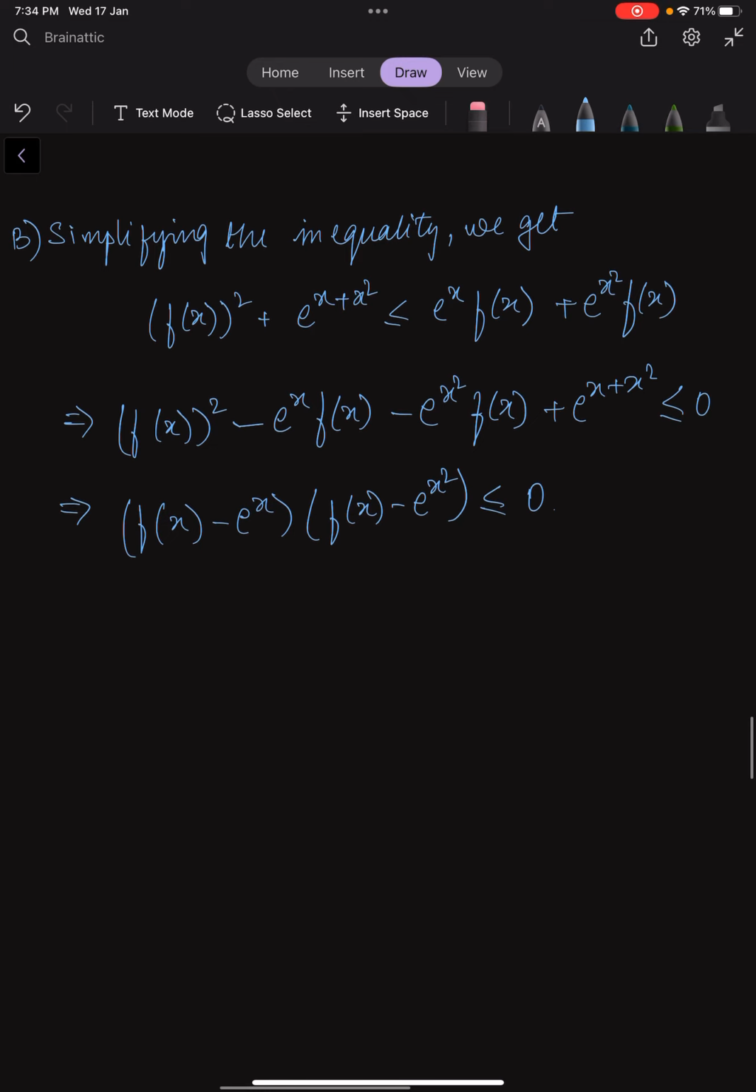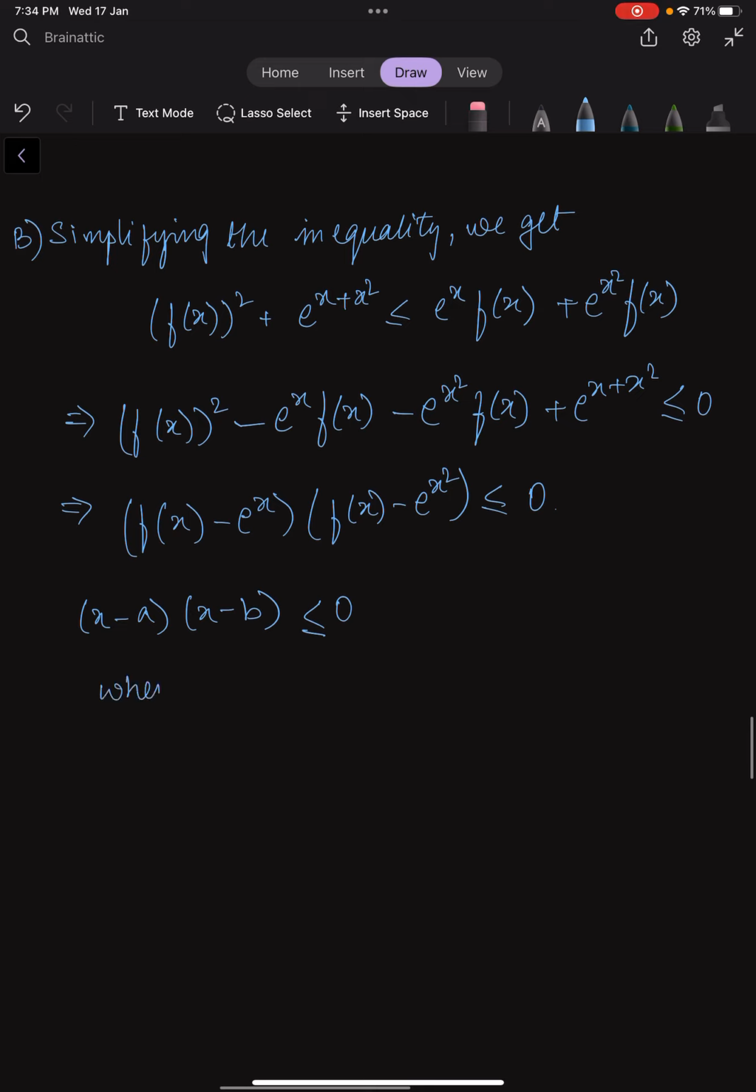Now, if you're not familiar with this formula already, if (x minus a) into (x minus b) is less than or equal to 0, this implies that when a is greater than b, x will lie from b to a, and when b is greater than a, this will imply that x will belong to the range a to b.